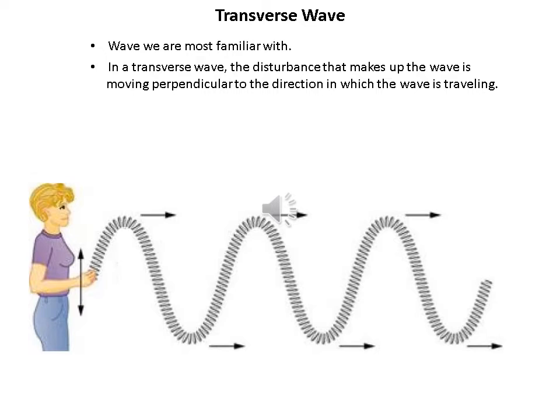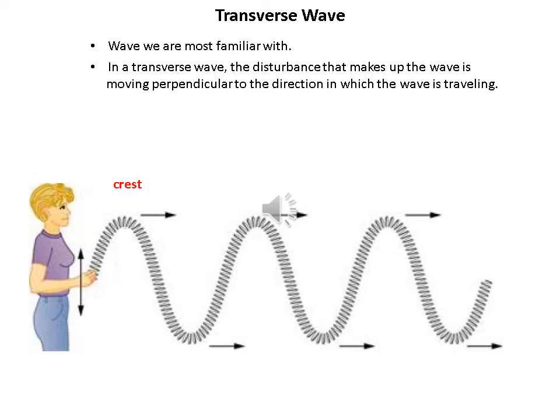Now, before we go any further, I'd like just to review transverse waves very quickly. Remember that a transverse wave is a wave where the disturbance that makes up the wave is moving perpendicular to the direction in which the wave is traveling. And so you can see on the diagram that the wave is oscillating or vibrating up and down while at the same time it's traveling out from the woman in the diagram. So the wave is vibrating or moving perpendicular to the direction in which the wave is traveling.